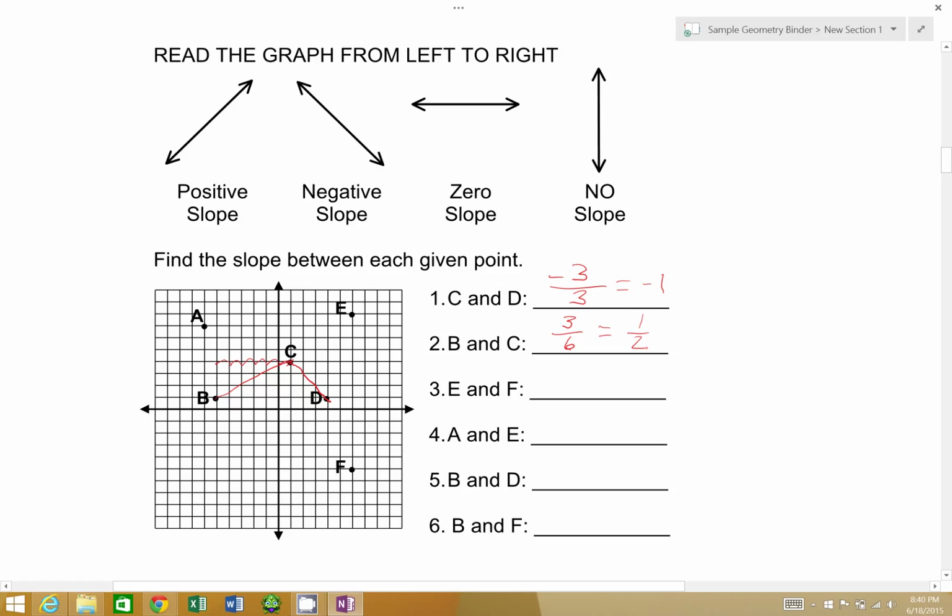Now E to F is a no slope problem. Because look, I can't go over to the right any. If I have slope, I have to have a horizontal change. So what I've got is a slope that technically has a 0 in the denominator and goes up 1, 2, 3, 4, 5, 6, 7, 8, 9, 10, 11, 12, 13. So I've got a slope that goes up 13. That's my rise, but it goes over 0.